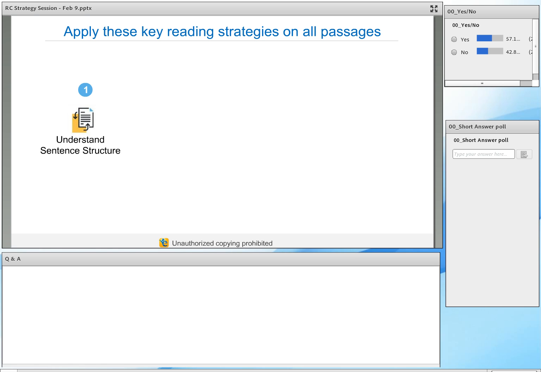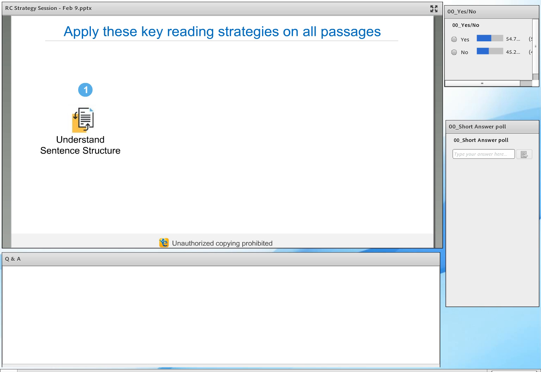Okay, so about 50% of the class. Okay, so those of you who do not, very good. Those of you who do consider a sentence as a single entity, you need to change that approach. You need to break down the sentence into its individual ideas. Because remember, an RC passage is not going to consist of simple sentences. It is going to consist of pretty lengthy, dense sentences, right?